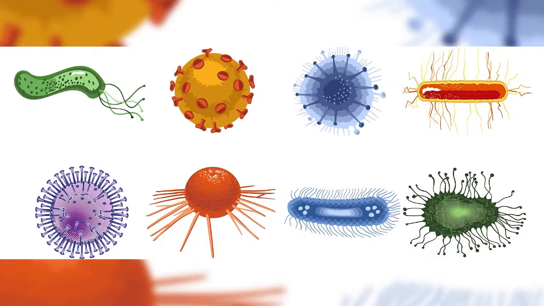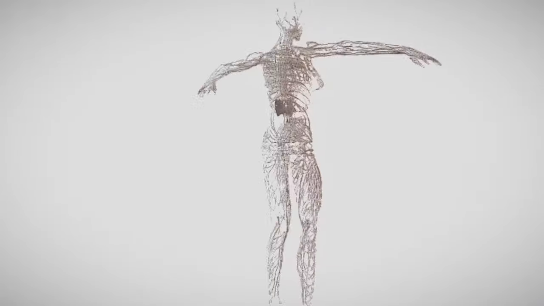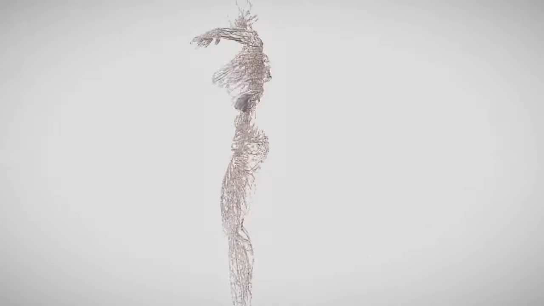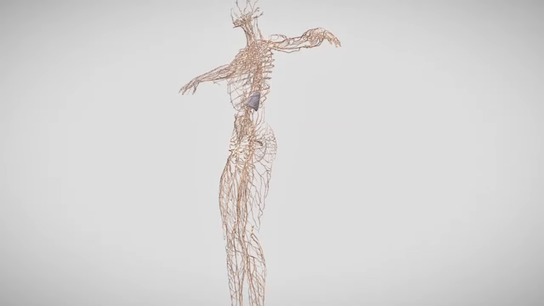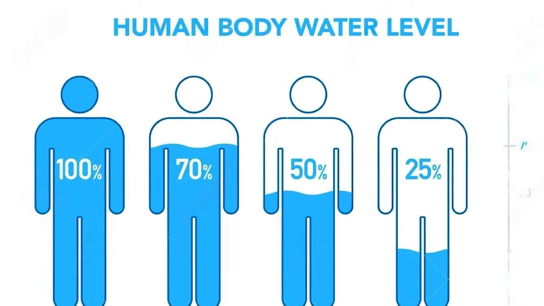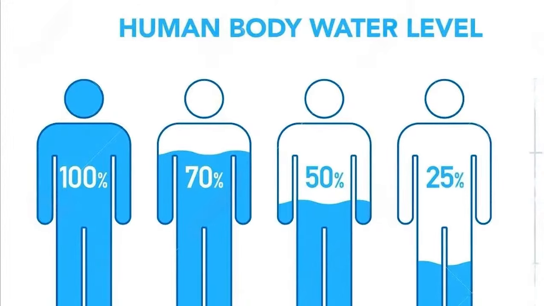Another important function of the lymphatic system is to maintain fluid balance in the body by returning excess fluid and proteins from the tissues back into the circulatory system. This helps to prevent the buildup of fluids in the tissues and helps to keep blood pressure and fluid balance at normal levels.